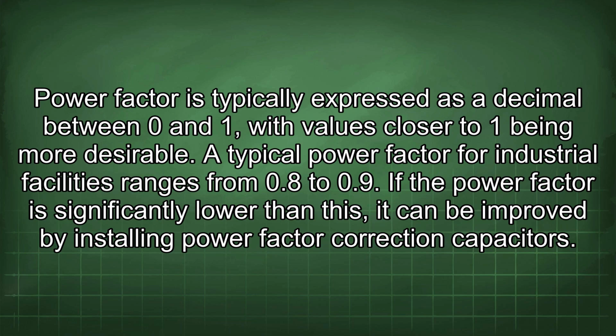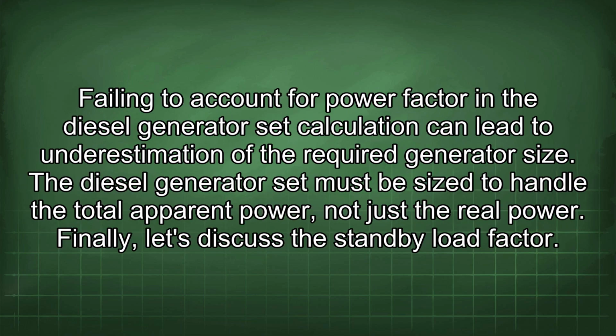A typical power factor for industrial facilities ranges from 0.8 to 0.9. If the power factor is significantly lower than this, it can be improved by installing power factor correction capacitors. Failing to account for power factor in the diesel generator set calculation can lead to underestimation of the required generator size. The diesel generator set must be sized to handle the total apparent power, not just the real power. Finally, let's discuss the standby load factor.